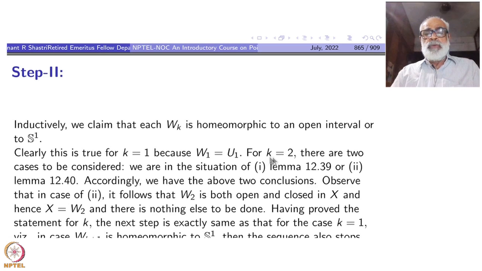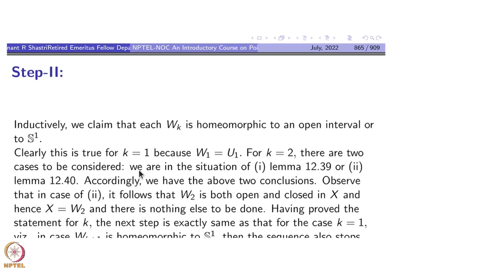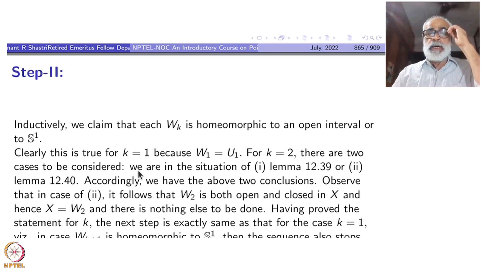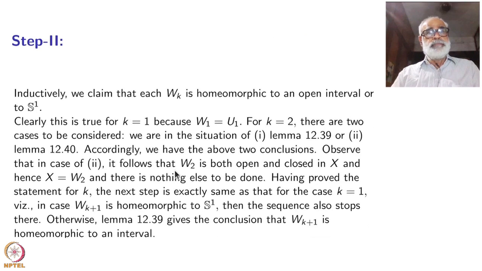u1 is an open interval. For k equal to 2, there are two cases to be considered. What are they? By the previous lemma, we have the situation of lemma 12.39 or 12.40. Accordingly, we have the above two conclusions. See, u1 is already an interval, or inductively Wk is an interval, meaning homeomorphic to an interval. Another one is another interval, and they intersect. So the number of connected components is at most 2. If it's 1, the union will be homeomorphic to an interval again. If it is 2, the union will be S1. Those are the two cases.